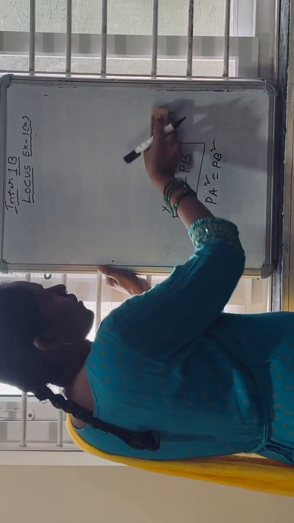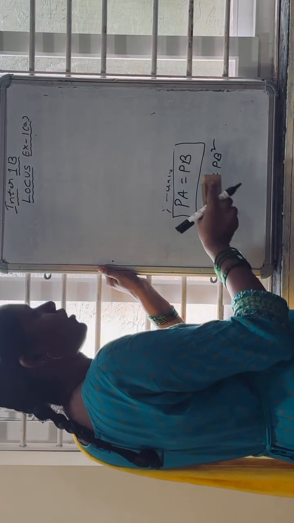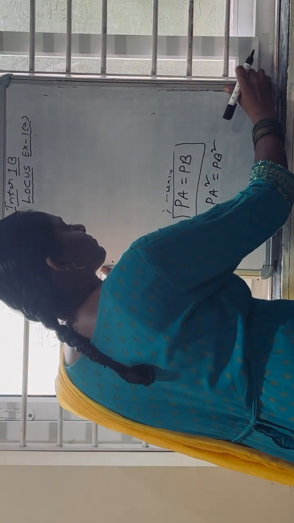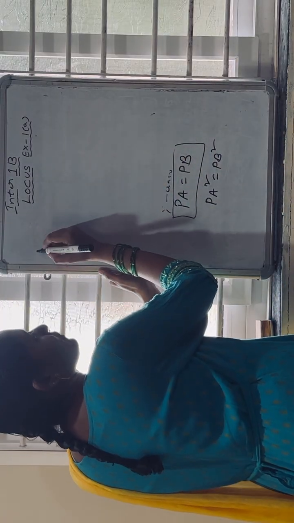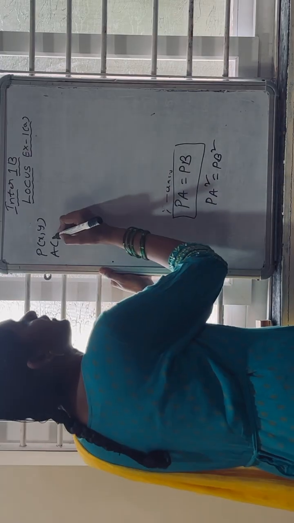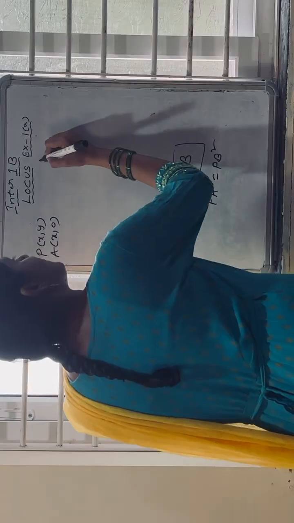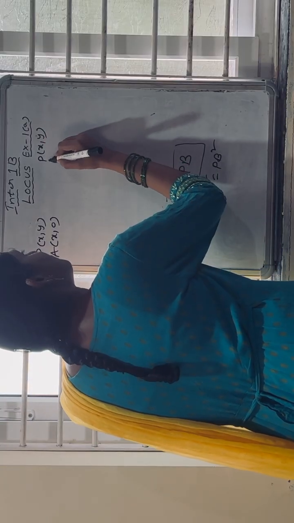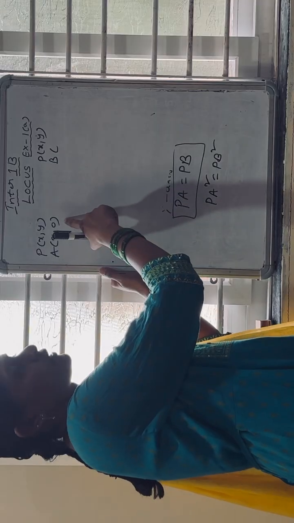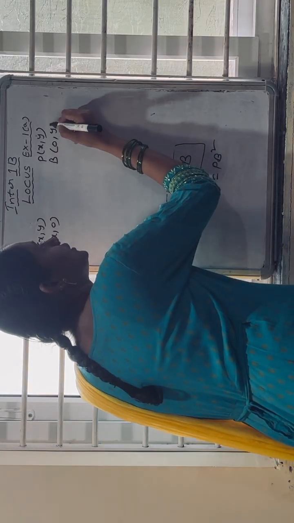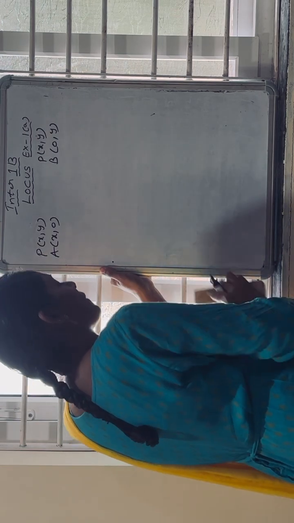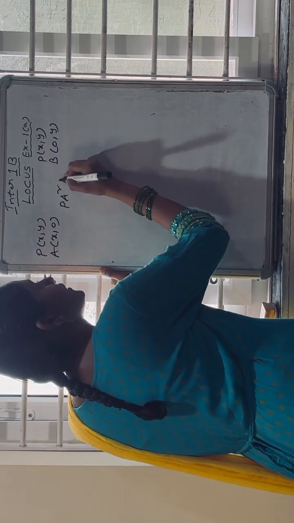On the x-axis, y coordinate is 0. On the y-axis, x coordinate is 0. Now, what is the point P? x comma y. A point on the x-axis, what coordinate? y coordinate 0. Here P is x comma y, B point on the y-axis, x coordinate 0. Now PA square equal to PB square.